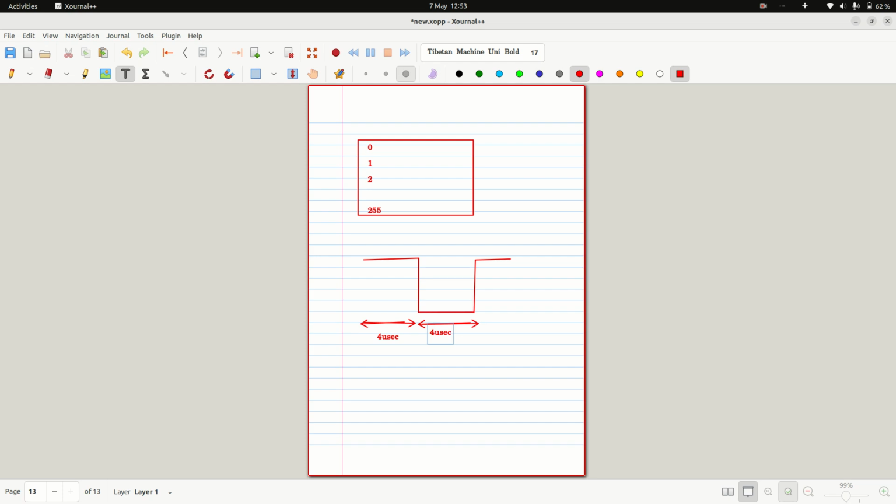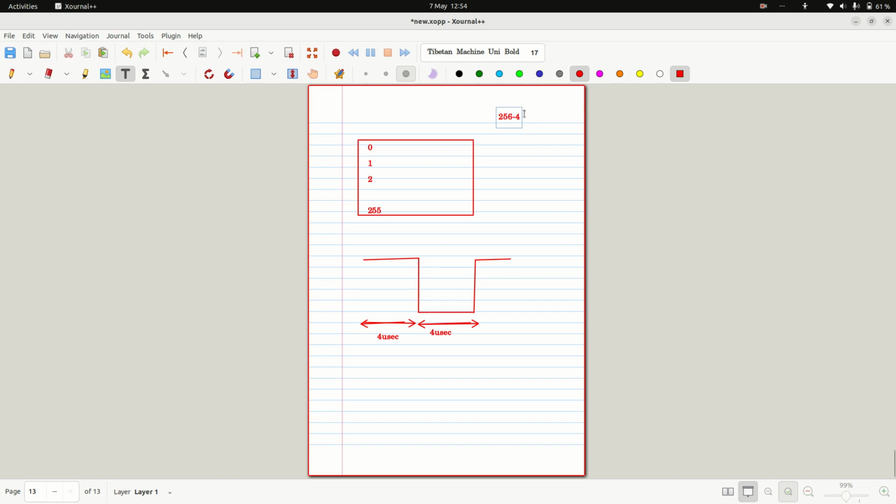So how to find the value 252? Timer register value equals to 256 minus value is 4, right? Our aim is to get 4 microsecond. So minus this value from this 256, then you will get the value of 252.